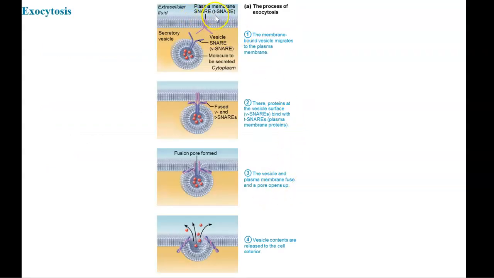So here you can see the T snare on the cell membrane, the V snare on the vesicle. The membrane-bound vesicle is going to migrate to the plasma membrane. There, the proteins of the vesicle surface are going to bind with the T snares of the plasma membrane. And then the vesicle and the plasma membrane are going to fuse and the pore is going to open and then the contents are going to be released to the outside of the cell.